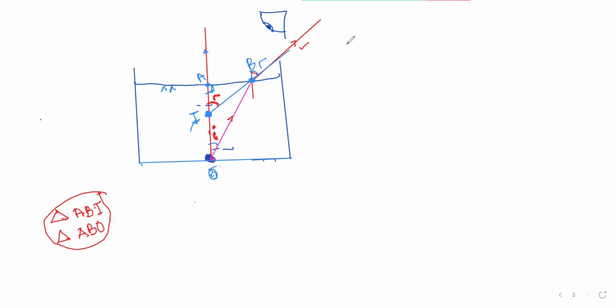Now, let's find sine of the angle of incidence I. Sine I will be equal to AB over OB. Okay, so sine I is AB over OB.